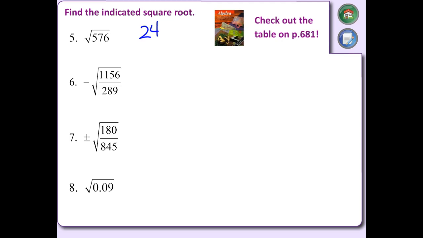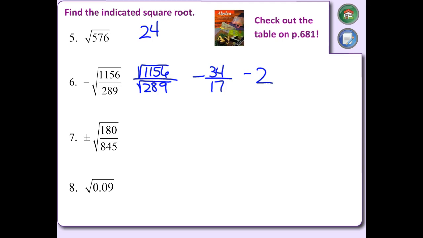On number 6, we want the negative root. Again, they've given us a fraction, so we take the square root of the numerator over the square root of the denominator. Now, both of those are pretty high. You may not know them, but if you look them up in the chart on page 681, we're going to see, don't forget the negative sign, and then it's 34 over 17. Now, did you realize I can simplify that fraction? Okay, so final answer here would actually be -2.